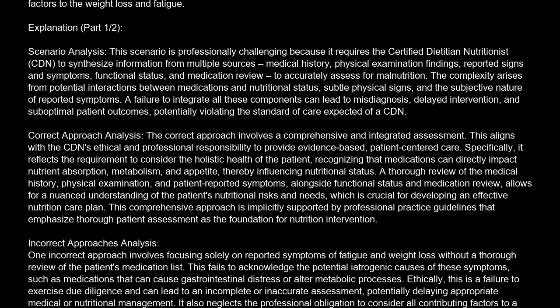Correct approach analysis. The correct approach involves a comprehensive and integrated assessment. This aligns with the CDN's ethical and professional responsibility to provide evidence-based, patient-centered care.